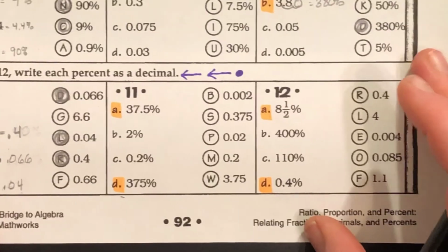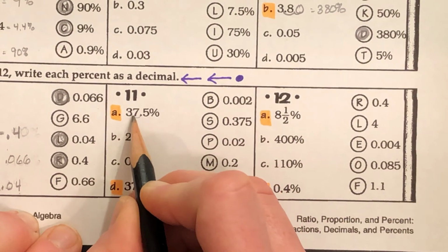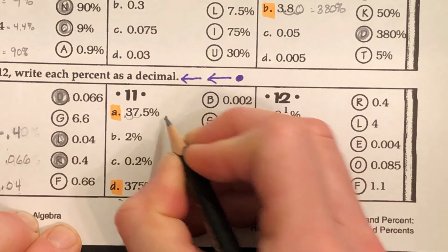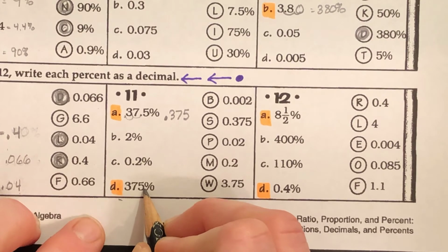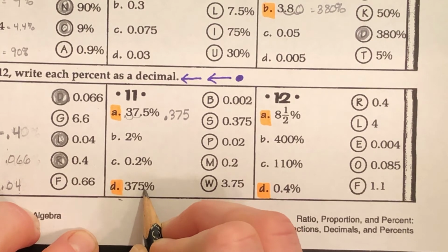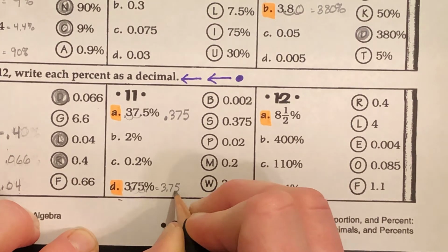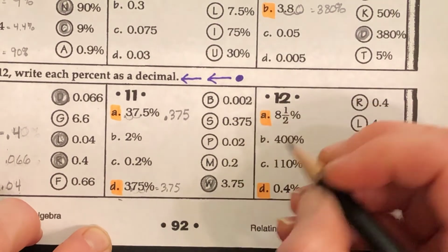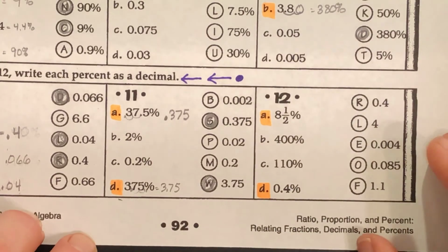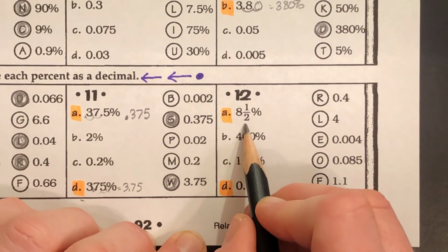Number 11. Again, we move the decimal to the left 2 places. 1, 2. We have 0.375. And down here, the decimals, if you don't have a decimal, you know it's on the far right. We move it to the left 2 places, 1, 2. That gives us 3.75. I can eliminate these 2. 0.75, 0.375. And finally, number 12, 8.5%.